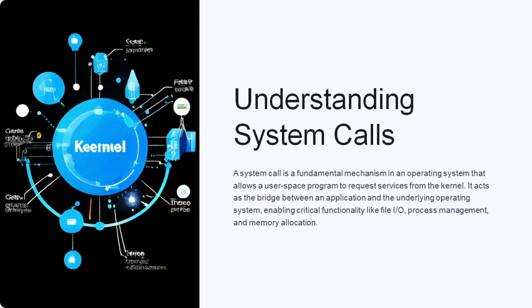Now at its core, a system call is a mechanism that allows a user space program to request services from the kernel, which is the core part of an operating system. Think of it as a bridge between an application and the underlying operating system, enabling critical functionality like file input-output, process management, and memory allocation.